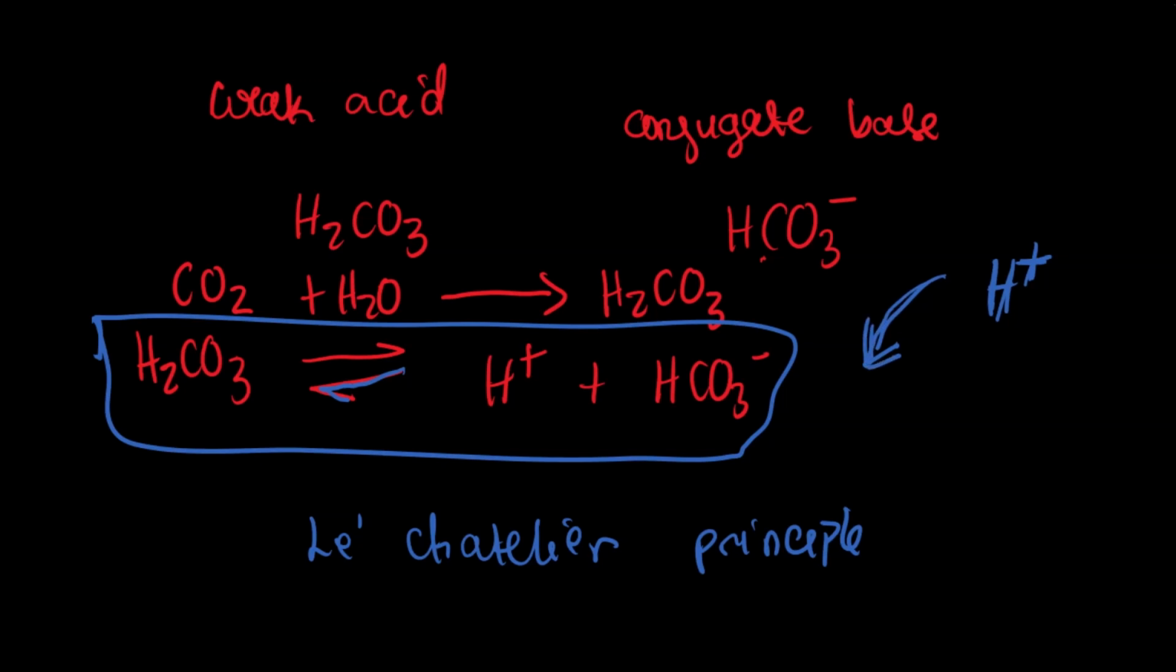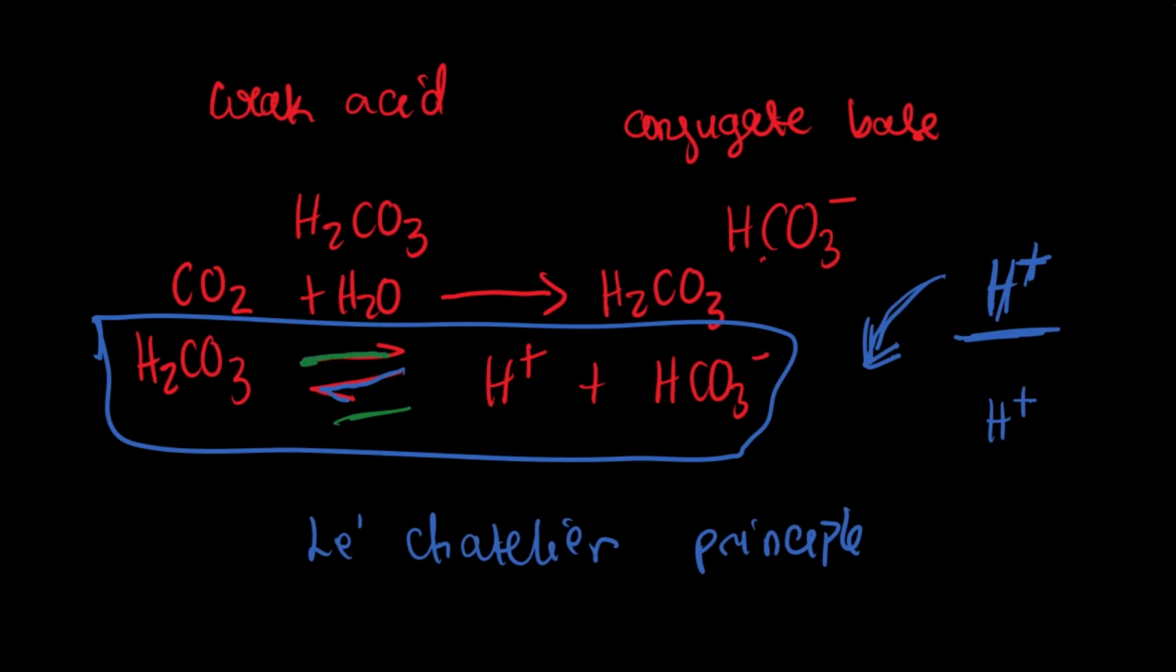So basically what happens is you're adding an acid, you're increasing the hydrogen ion concentration. Because this is an equilibrium system, the equilibrium would move in a direction to decrease the hydrogen ion. So you're trying to increase, but the system will try to decrease the hydrogen ion concentration.